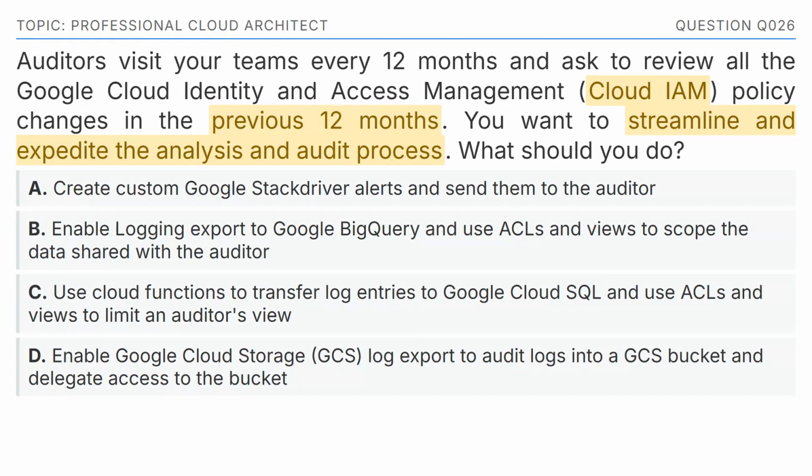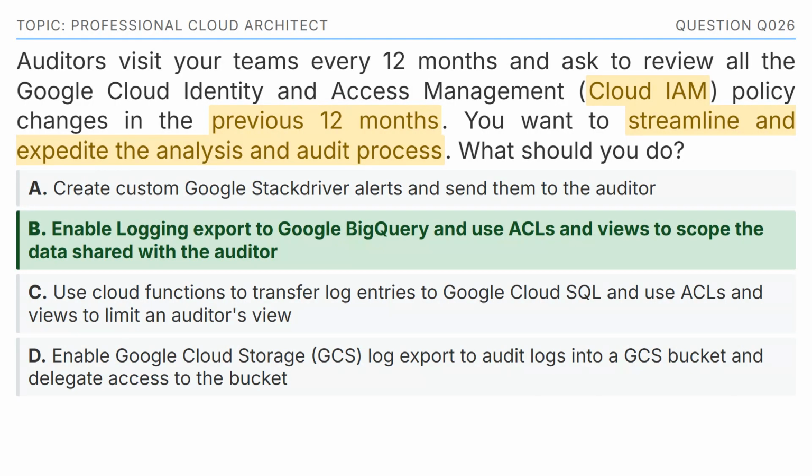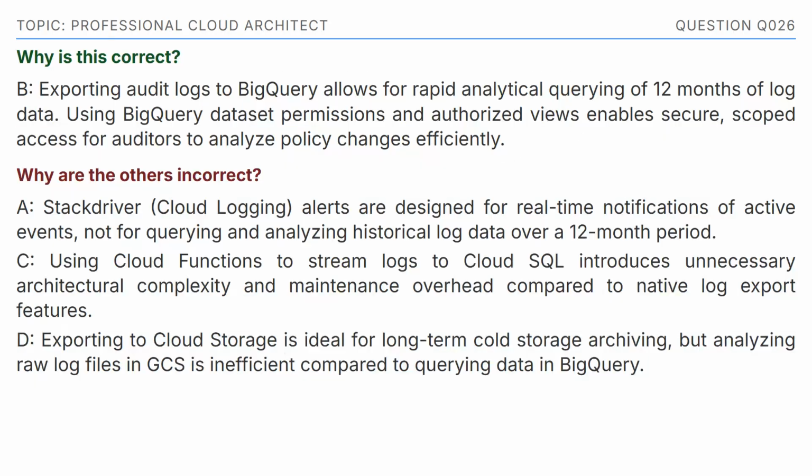To arrive at the correct answer, we focus on the keywords Cloud IAM, previous 12 months, streamline and expedite the analysis and audit process. The correct answer is option B, enable logging export to Google BigQuery and use ACLs and views to scope the data shared with the auditor. Why is this correct? B. Exporting audit logs to BigQuery allows for rapid analytical querying of 12 months of log data. Using BigQuery dataset permissions and authorized views enables secure, scoped access for auditors to analyze policy changes efficiently.